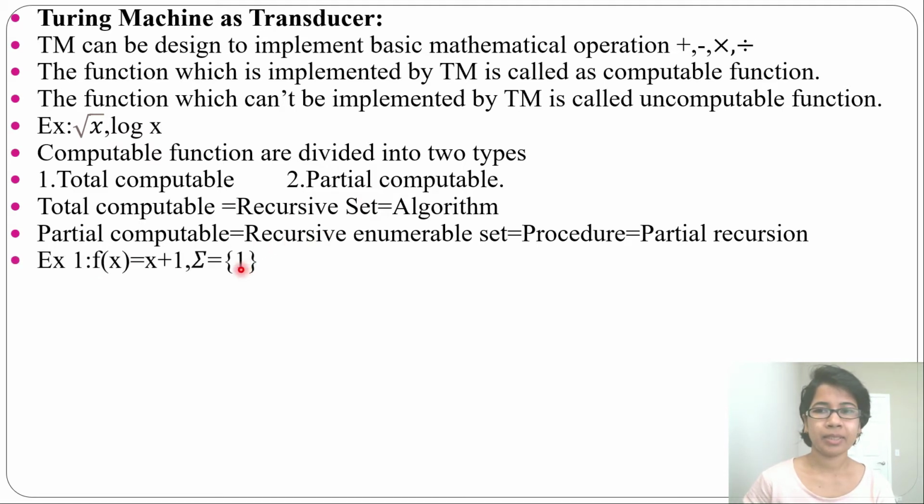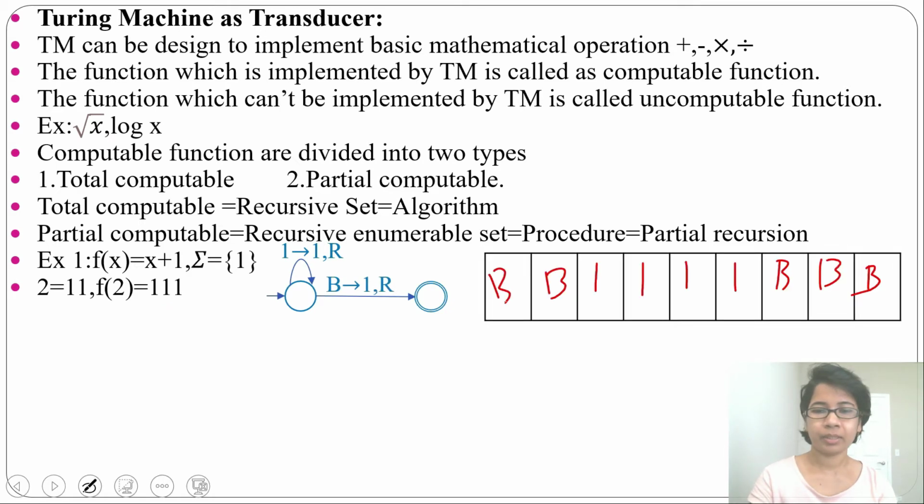Let's design Turing machine for some basic mathematical operation. First example, f(x) equal to x plus 1. Input alphabet is 1. You can write 2 as 2 1s, so f of 2 will be 3 1s. You can write 3 as 3 1s, f of 3 will be 4 1s. Any number you can just represent in terms of 1. Let me design Turing machine for this. There will be initial state. On reading 1, write 1 and move right. Then on reading blank, write 1, move right and accept.